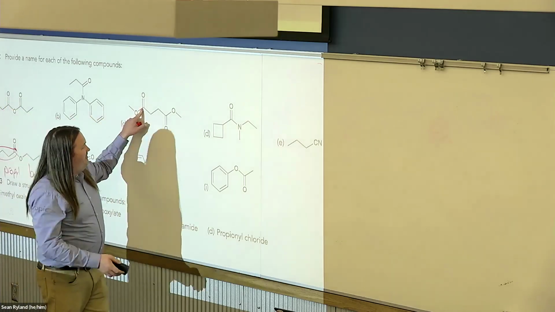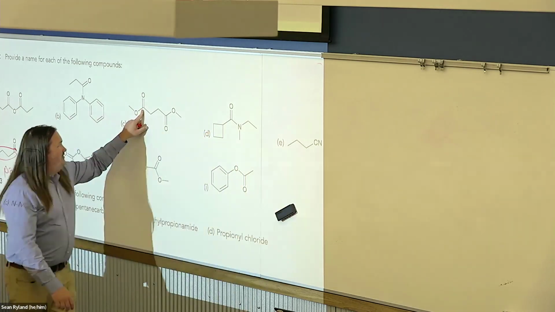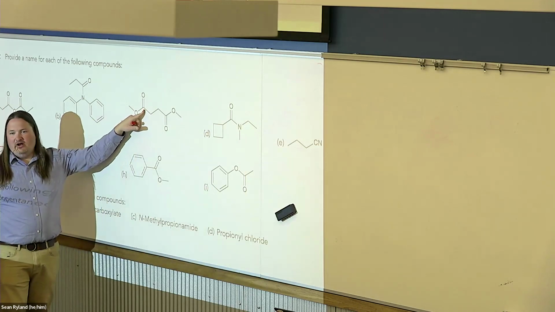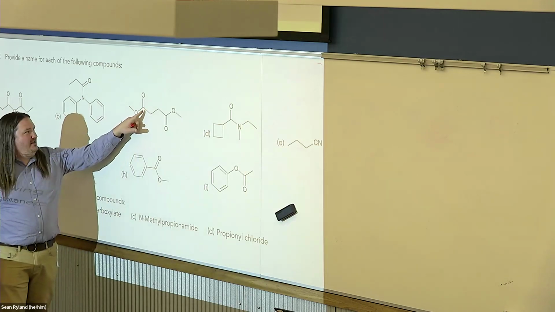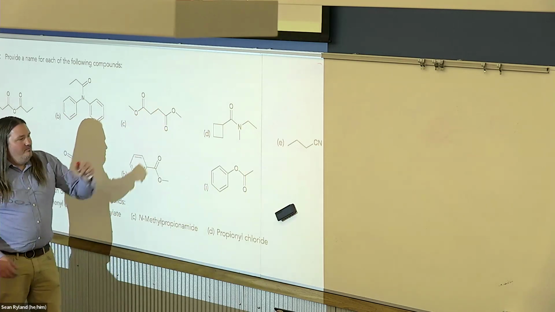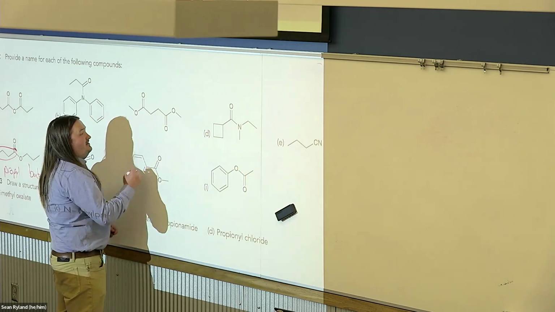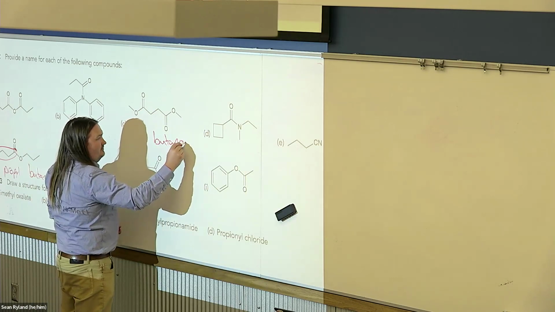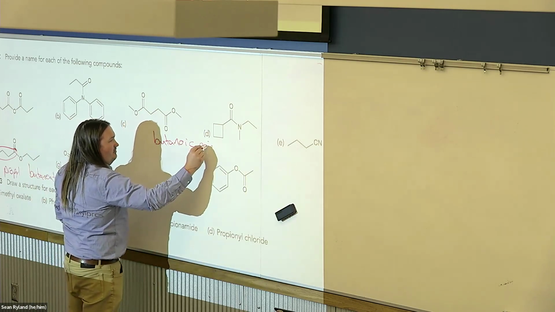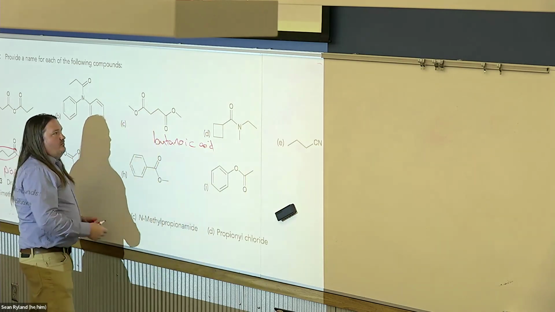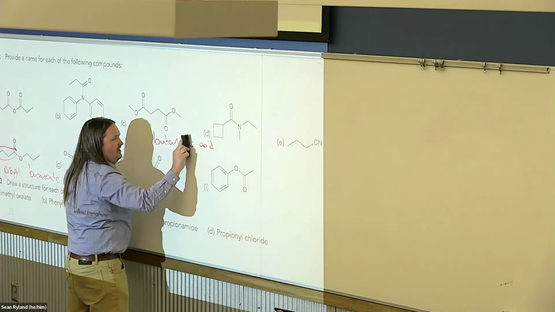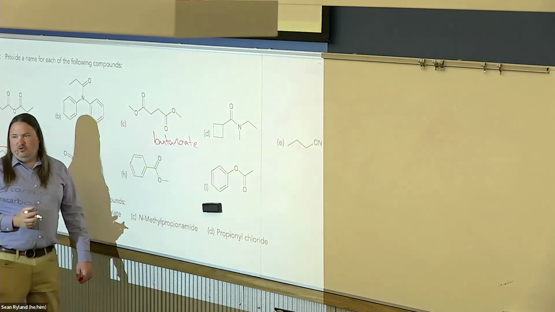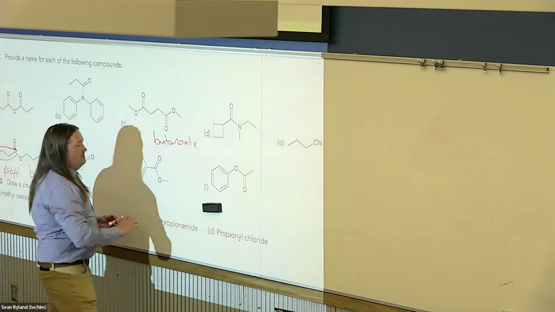Then there's a common name for this dioic acid, but it doesn't matter. I don't remember it, so I'm not going to worry about it. I'm just going to name it as 1, 2, 3, 4. So it's butane dioate. Because it would be butanoic acid if it was just the acid form, right? But when it's an ester, you drop the ic acid and you name it like it's the deprotonated form. So it's butanoate, or sorry, it's butane dioate.